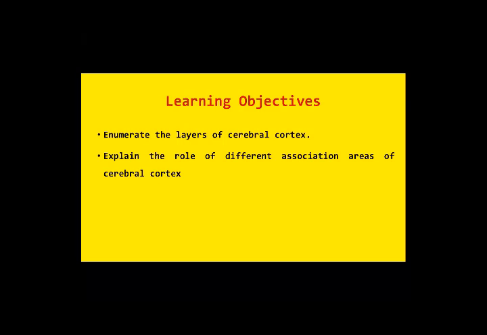Then we will discuss the role of different association areas of the cerebrum. We have discussed some of the sensory cortex areas and some of the motor cortex areas, but there are some other association areas as well, and we will try to cover the functions of each of these association areas. And at the end of today's lecture, we will discuss a very important clinical condition, that is aphasia. So these are the learning outcomes for today's session. So let's begin.